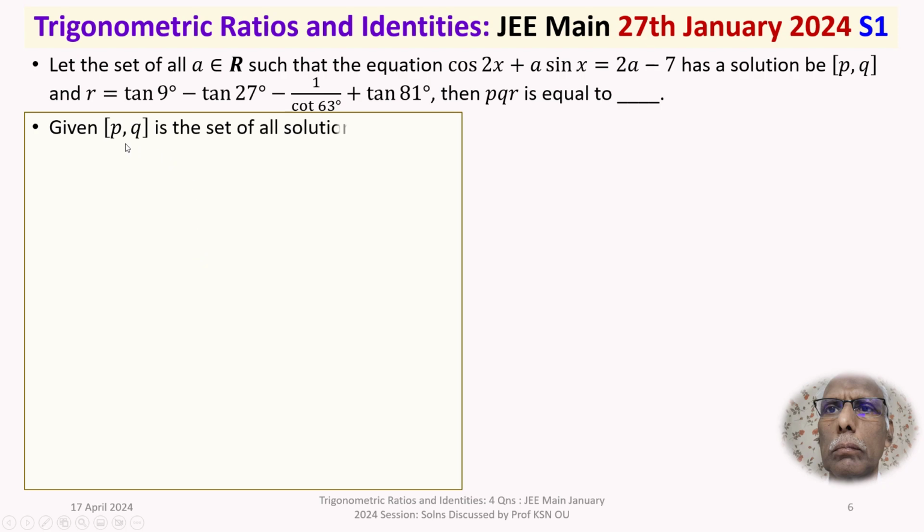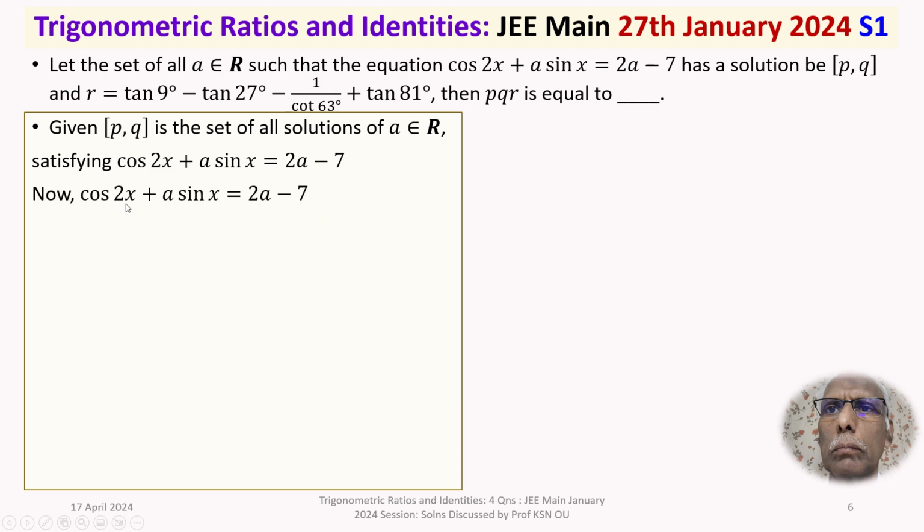Given the closed interval P comma Q is the set of all solutions of A belongs to R, satisfying this equation cos 2x plus A sin x is equal to 2a minus 7. From this equation, we have to find the bounds for A, or all those solutions which will satisfy this one. Agreed.